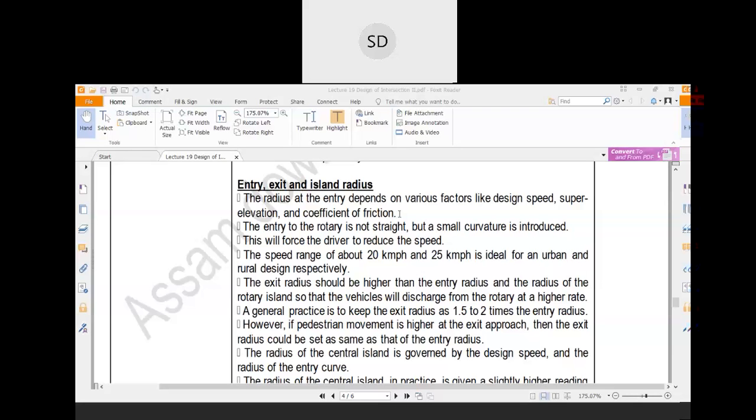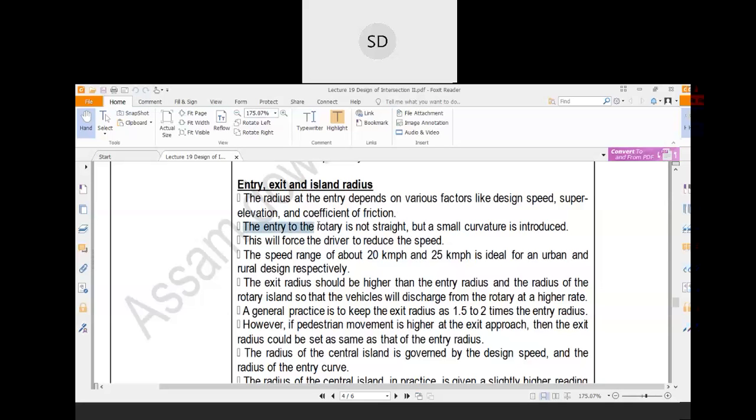And whenever you are considering the super elevation, it will affect the rotary design. Now if you are considering the super elevation, coefficient of friction will also come, and it will also affect the design of the rotary intersection. Design speed is also associated with the super elevation design. So the radius at the entry will depend on the design speed, super elevation and coefficient of friction.